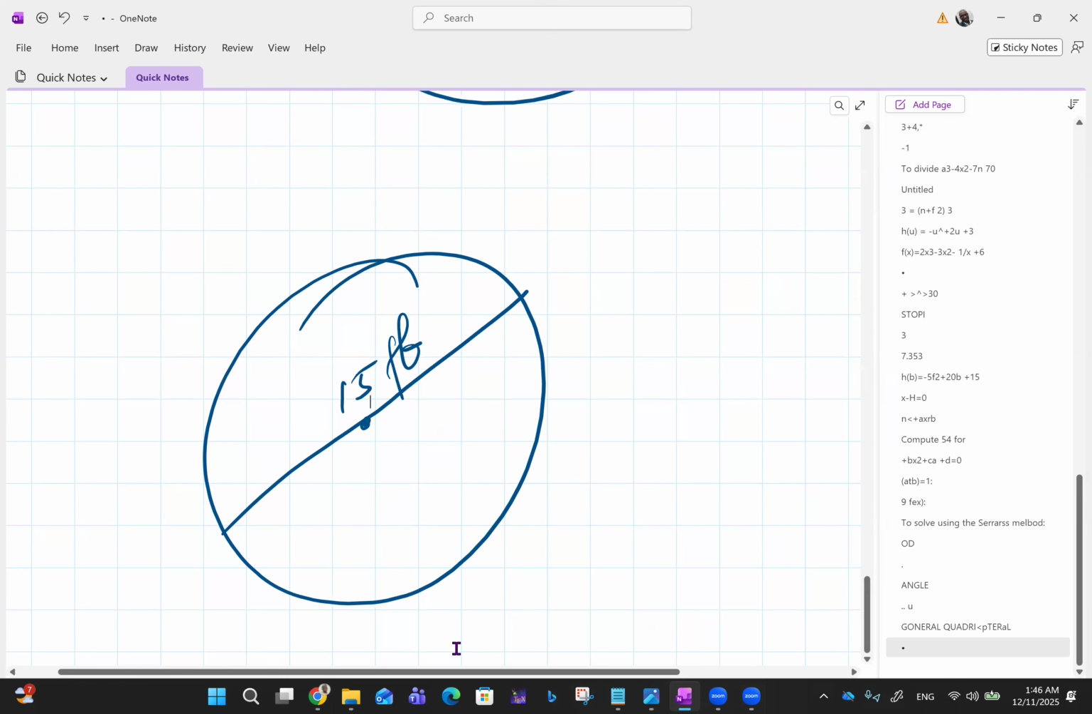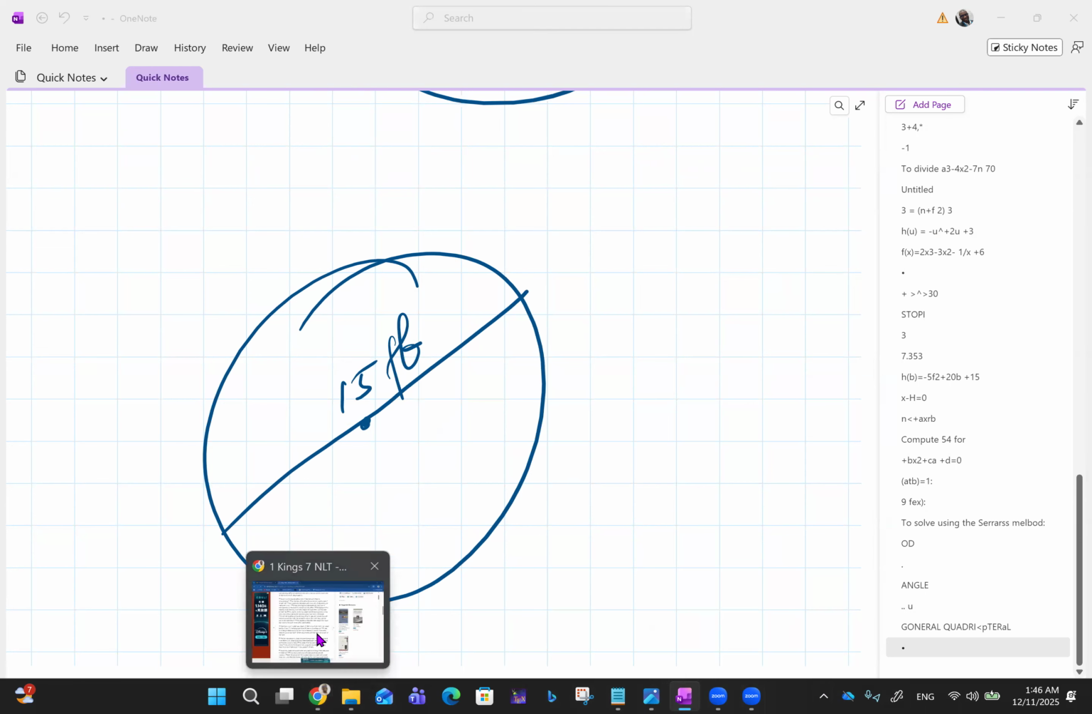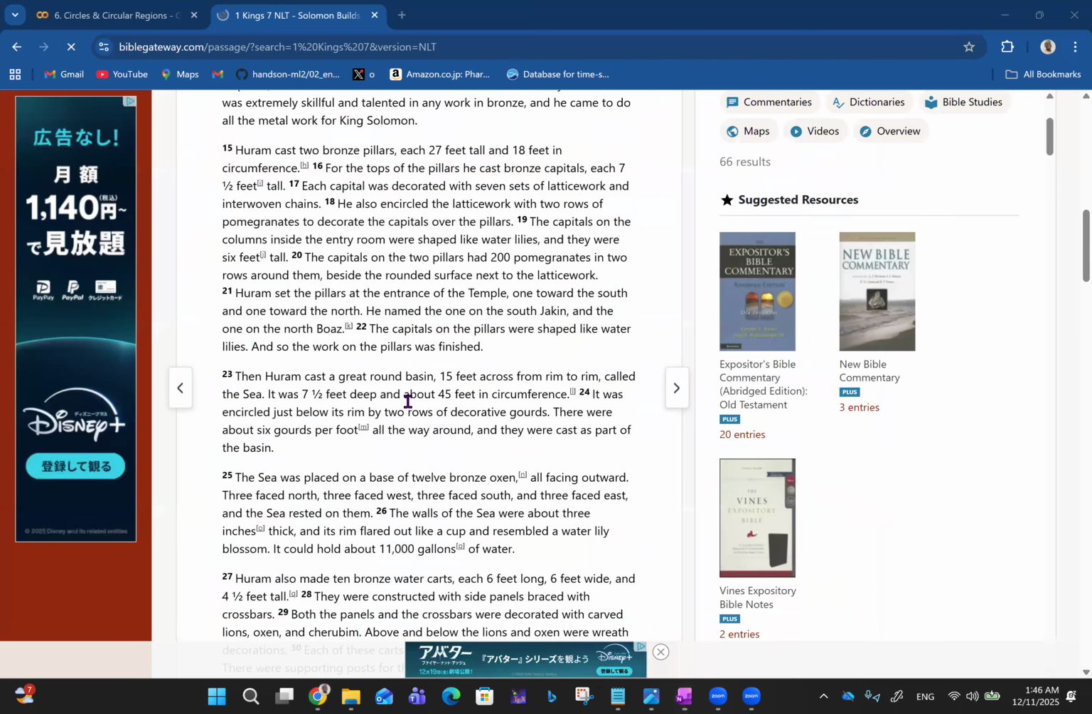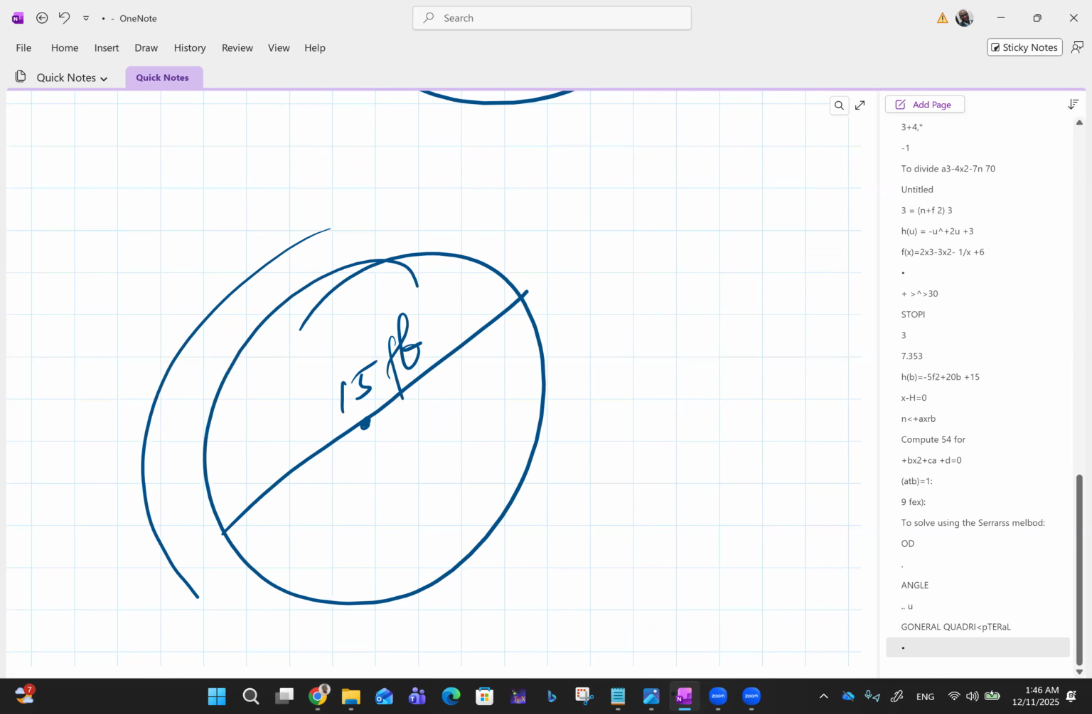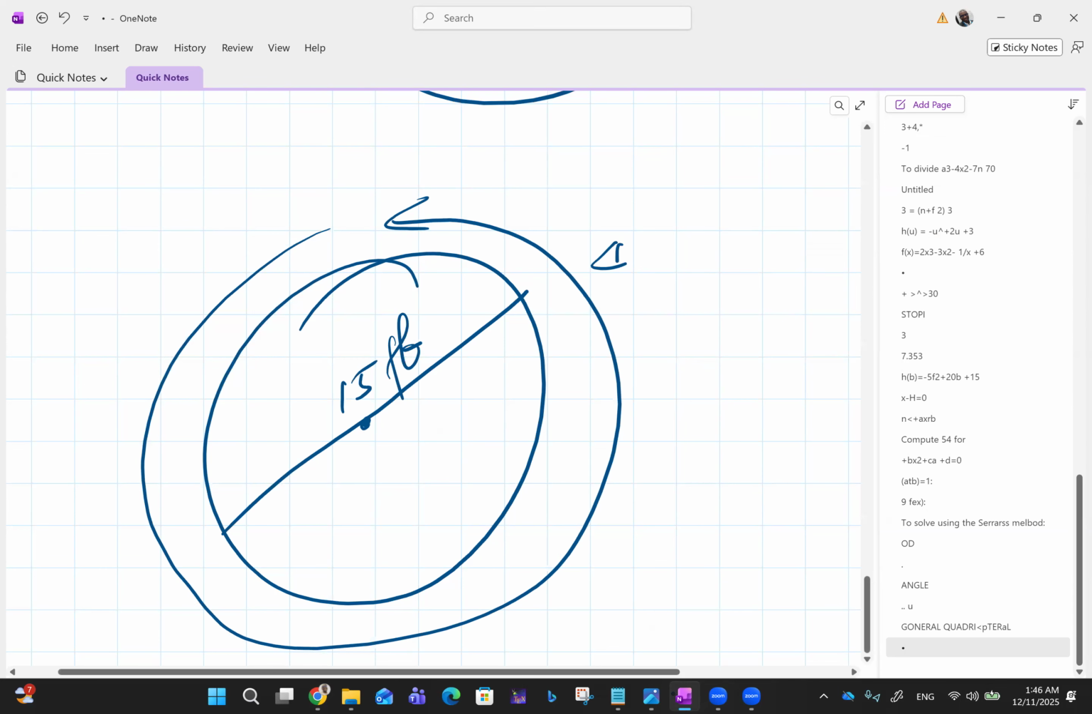Next, it says that 15 feet from rim to rim, called the sea. Then it was 7.5 feet deep. That's talking about the height, and about 45 feet in circumference. So you see 45 feet in circumference. That is moving around the whole thing. The distance around this object is 45 feet.